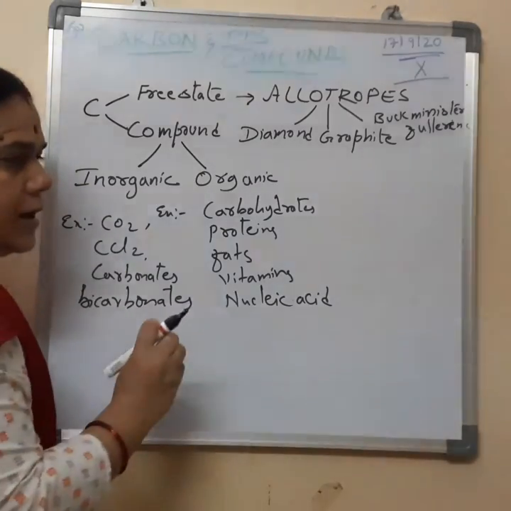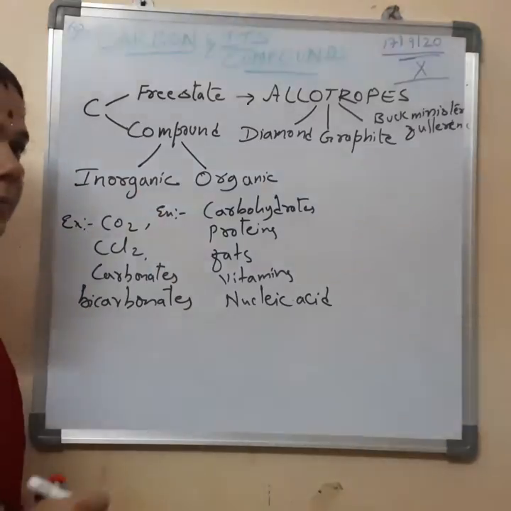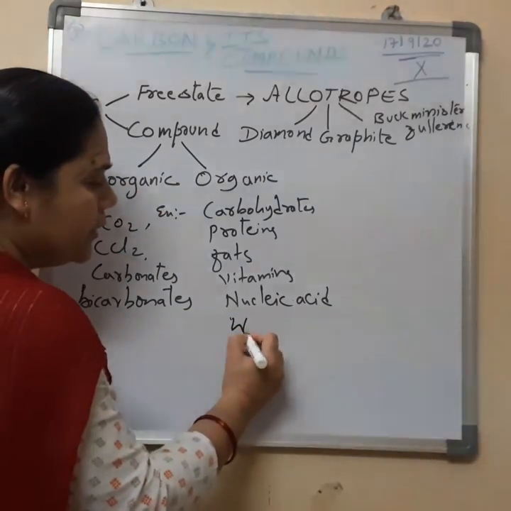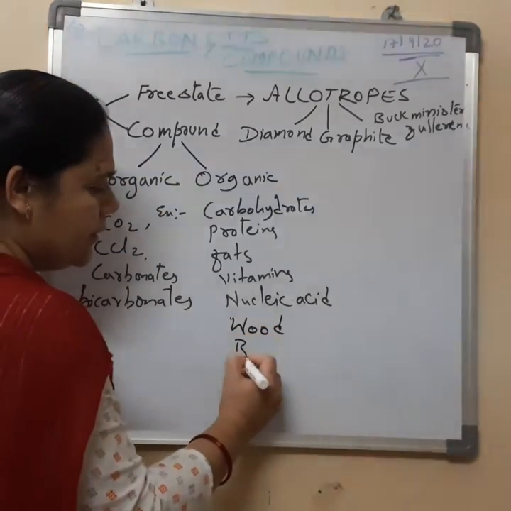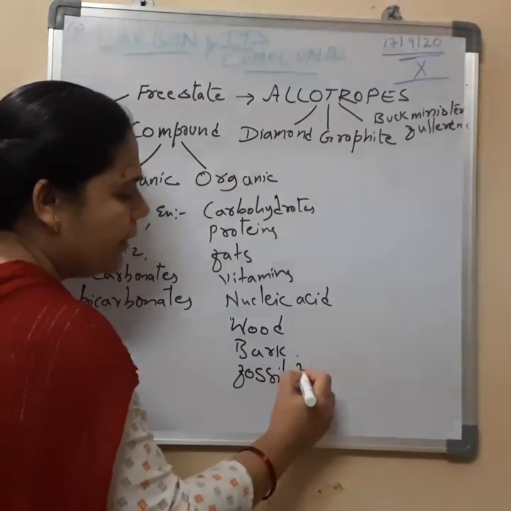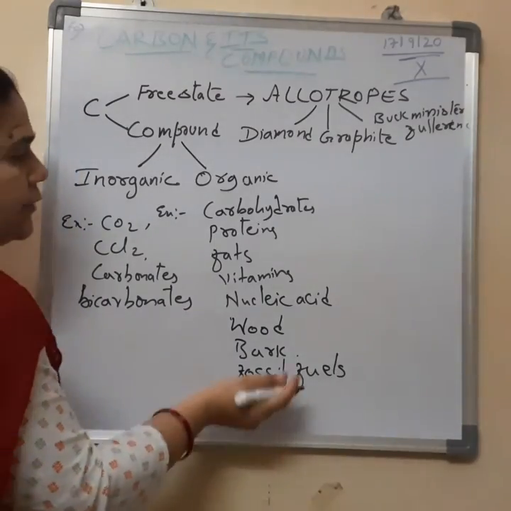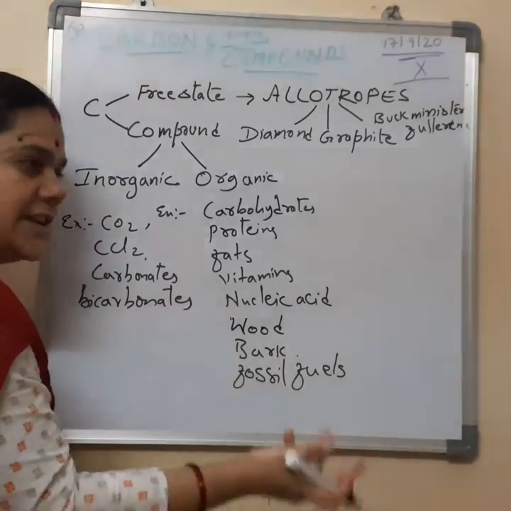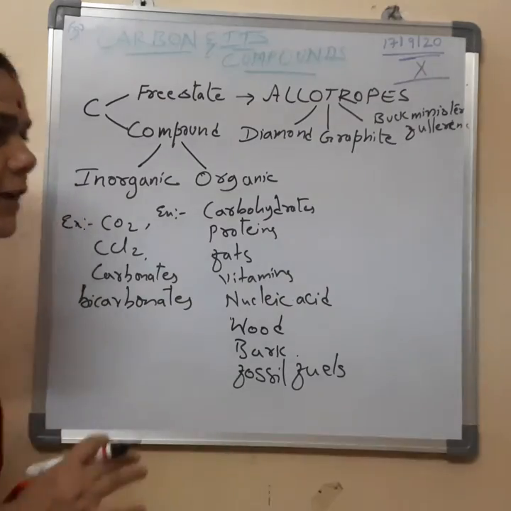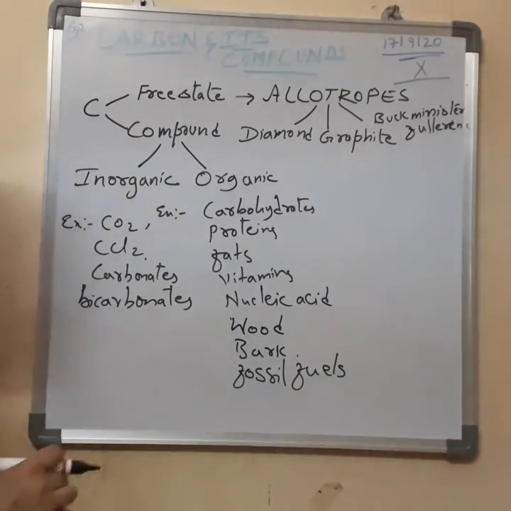So every part of the living body is going to contain what? These carbon based compounds. The wood, bark, even the fossil fuels. What are your fossil fuels? The remains of the living matter, isn't it? So that means any living form, whether it is dead or alive, will definitely have the carbon based compounds, and that's why we call them what? Organic compounds. Am I clear, children?